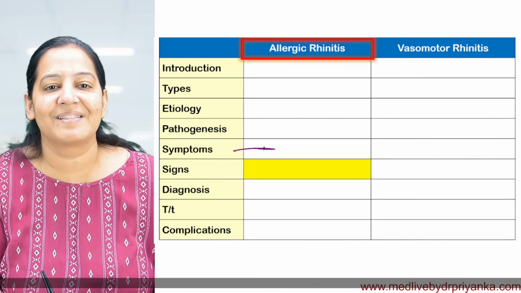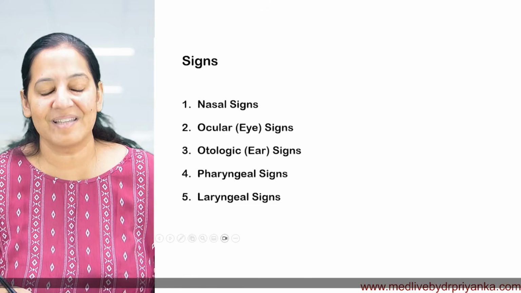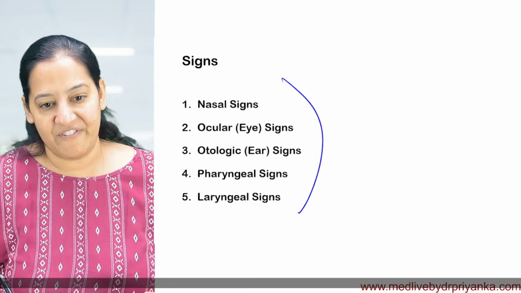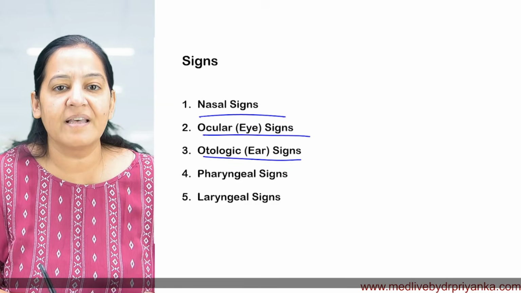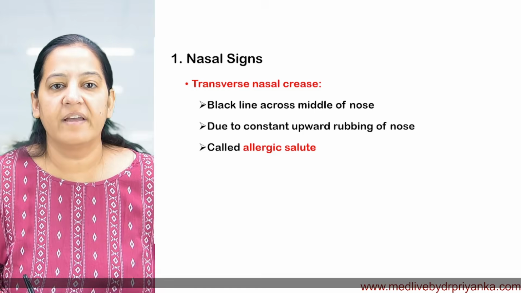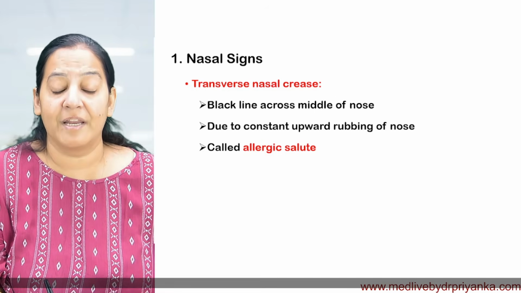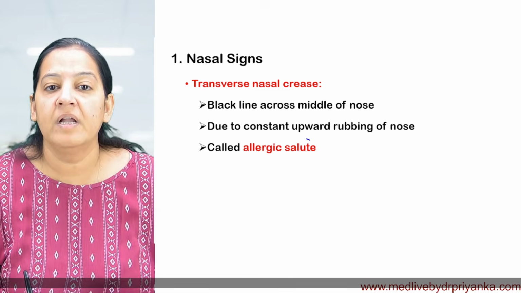After the symptoms, the next is the signs. Coming to the signs, we divide the signs into 5 categories. What are the 5 categories? Nasal sign, eye sign, ear sign, pharyngeal sign, laryngeal sign. In the nasal sign, there is an important term you have to learn: allergic salute.